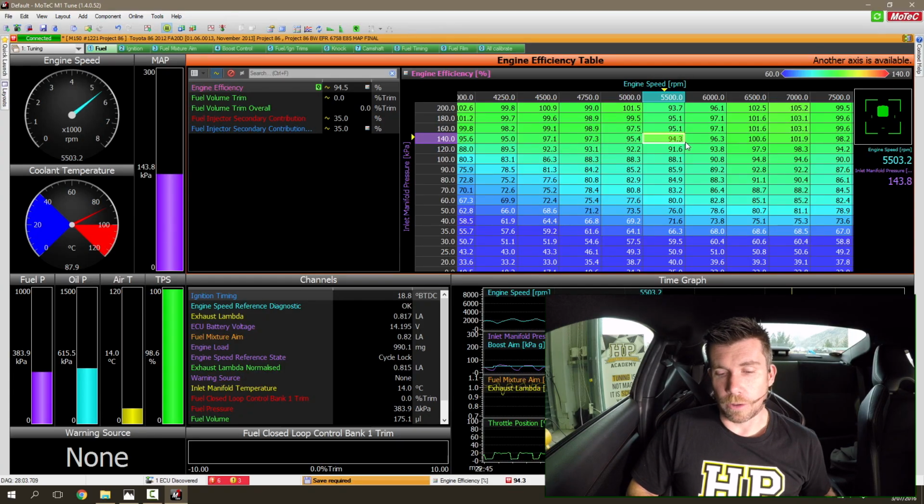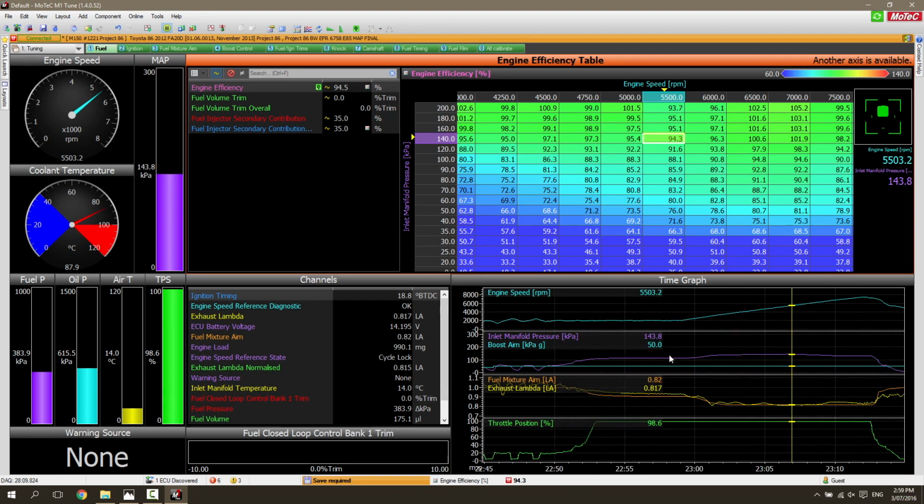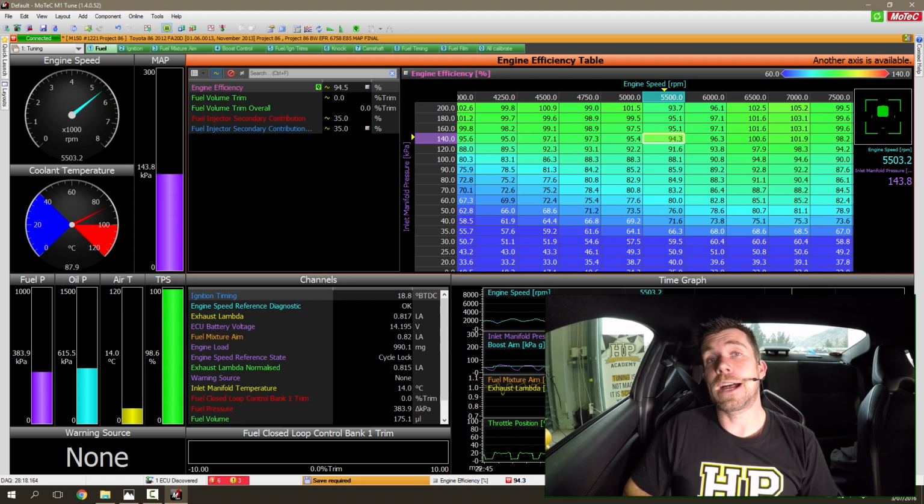So let's have a look here. We've got a value of 94.3% VE at 140 kPa, and we know in this instance, if we look at our measured air-fuel ratio versus our target, this has given us the correct air-fuel ratio. Now, there's a good chance that as we increase the boost pressure, we would expect to see the engine's volumetric efficiency increase.